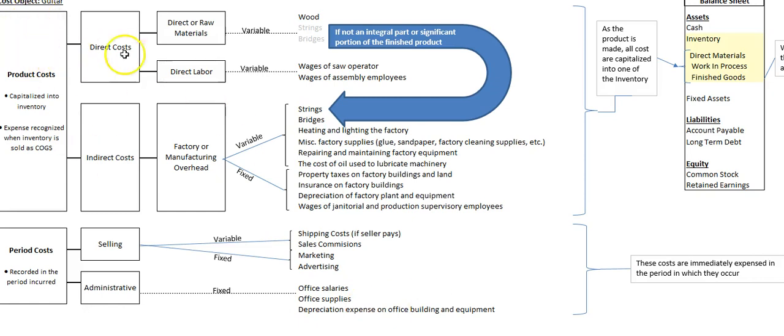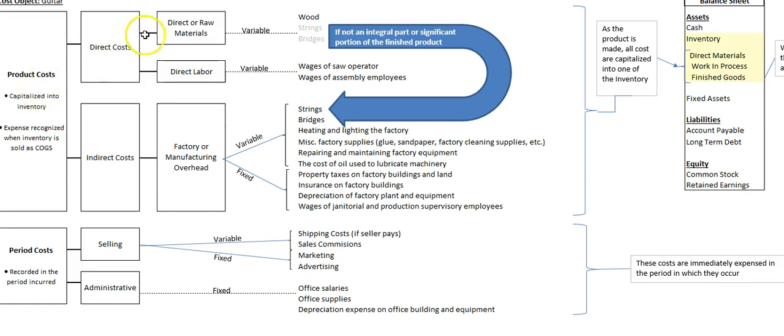This shows you, it divides it into product costs and period costs. Product costs are the costs that are capitalized into the inventory, and period costs are expensed immediately, okay? And they hit the income statement immediately. So these product costs, we go ahead and capitalize them and we put them in the inventory until we sell it. And then when we sell it, we recognize it as cost of goods sold.